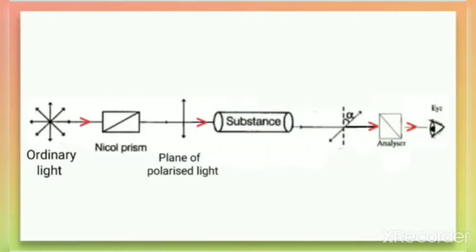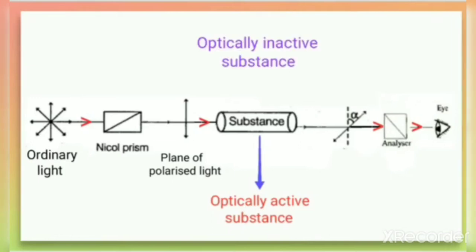Thus, a substance which rotates the plane of polarized light in any direction, either clockwise or anti-clockwise, such type of substance is called optically active substance. And the substance which does not rotate the plane of polarized light is called optically inactive substance. So we have classified the substance into two types. The substance which rotates the plane of polarized light is optically active, and which does not rotate the plane of polarized light is optically inactive substance.